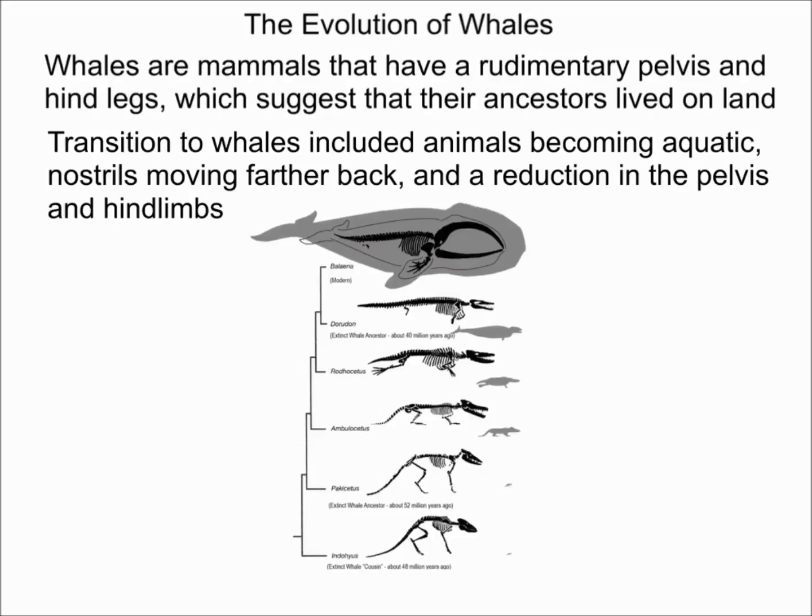Now, I'll explain the evolution of whales. Whales are mammals that have a rudimentary pelvis and hind legs, suggesting their ancestors lived on land. Transition to whales included animals becoming more aquatic, nostrils moving farther back, and a reduction in the pelvis and hind limbs.